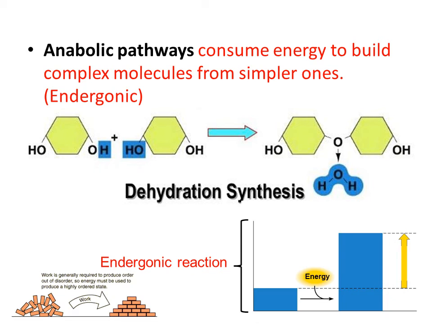The opposite is anabolic pathway, or anabolism. Anabolism is consuming energy to build a more complex molecule, such as taking amino acids, which are monomers, joining them together to form a polypeptide, which will eventually be a protein. This will require energy. This will absorb energy, so we call it an endergonic reaction.